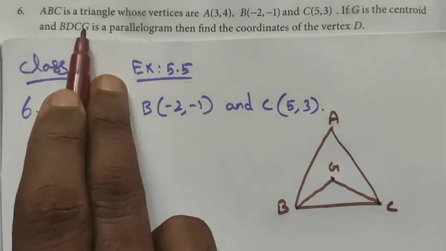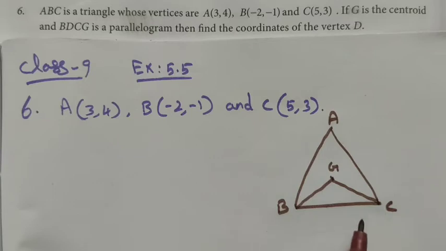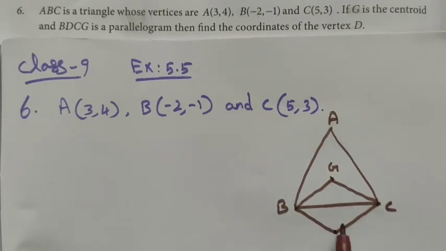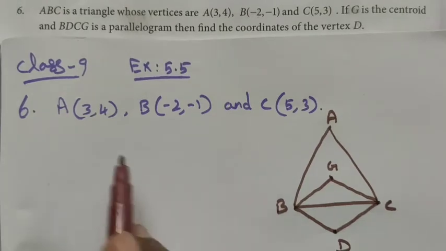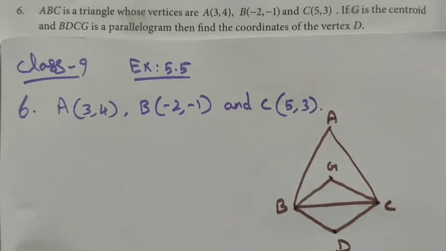Now, additionally, BDCG is a parallelogram, so it may lie here. The point is D, so this point makes a parallelogram. BDCG makes a parallelogram. Parallelogram means opposite sides are equal and parallel, right? The diagonals bisect each other. By using these 3 points, we have to find out G. Then we want to find out the vertex D.